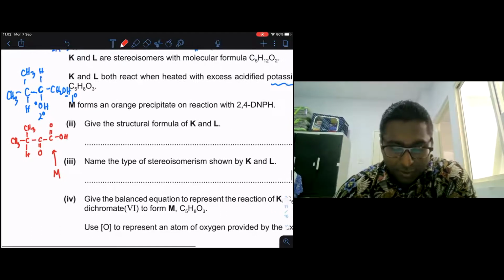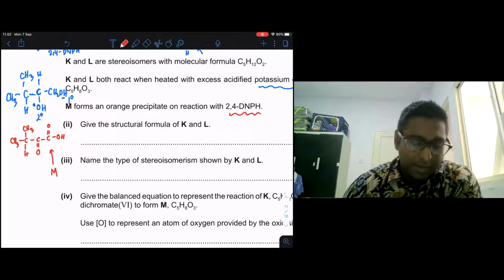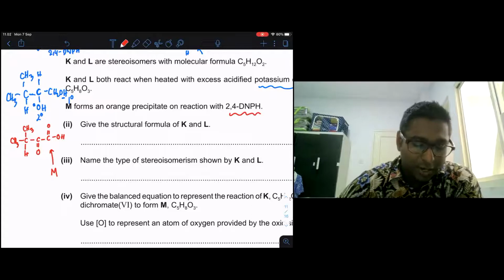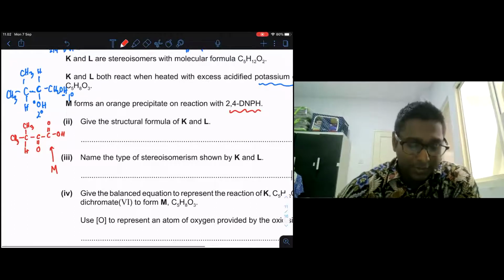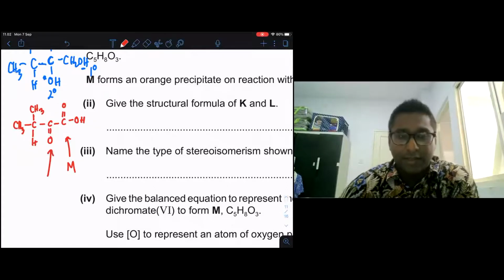M forms an orange precipitate with 2,4-DNPH. Of course, yes. Because of what? Not because of the carboxylic acid. Take note. It is going to form because of this, the ketone group.